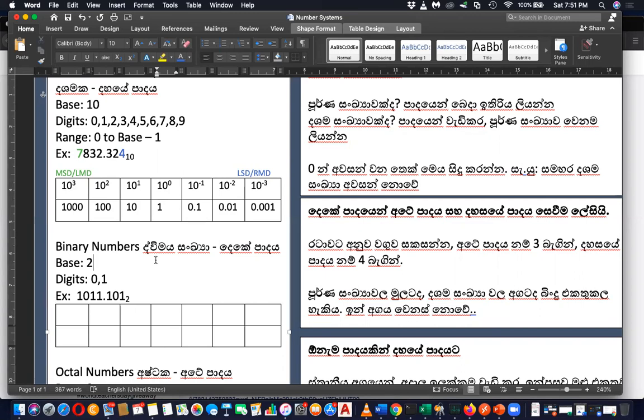Filled. Okay, let me fill the same. I have given you the time to fill. Let me fill the same. I'm going to copy this. It's easy for me. Then write this.